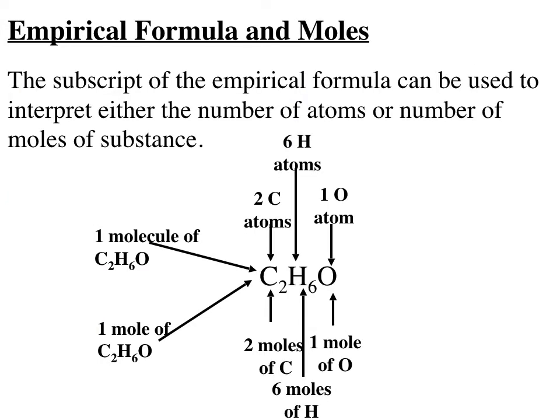Now think about the concept of the mole in terms of, say, an empirical formula for some compound or molecule. Previously, we used the designation for this particular compound, C2H6O, which turns out to be ethyl alcohol. If we had one molecule of C2H6O, we perceived it as having 2 atoms of C, 6 atoms of H, and 1 atom of O.